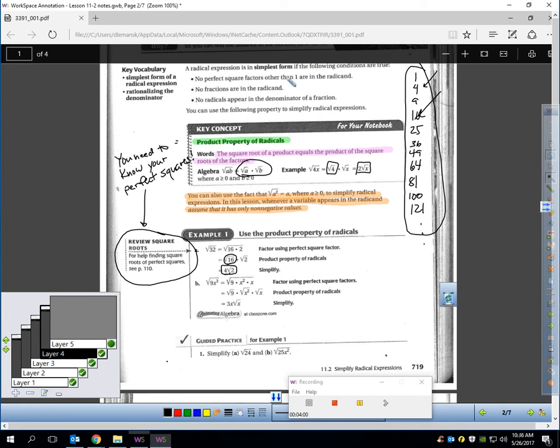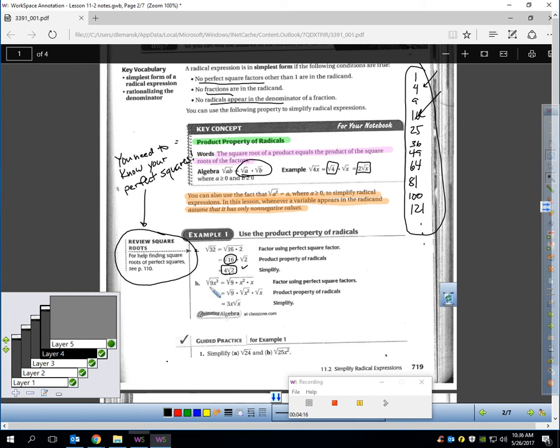Now all these rules here were accomplished. We have no perfect squares underneath the radical anymore. That's what this first thing says. We don't have any fractions in here, and we don't have any radicals in the denominator. So all 3 of these rules were covered here. We simplified the radical.